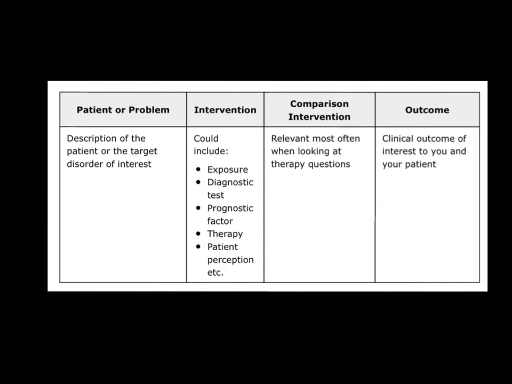This chart provides additional information on the elements of the PICO question. P stands for patient or problem, where we will have a description of the patient or the target disorder of interest. I stands for intervention and could include any of these. C stands for comparison intervention. This is most often relevant when you're considering a therapy question. And finally, O stands for outcome, the clinical outcome that is of interest to you and to your patient.